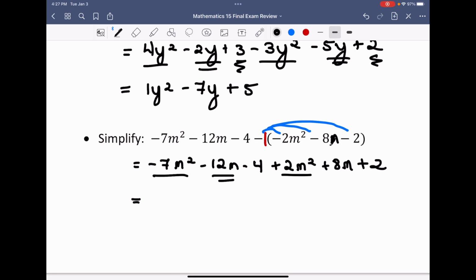Now we can combine like terms, so I'm going to double underline the m's, squiggle my constants, and now when I put this all together here, I'm going to get negative 7, or I should go back here, negative 7m squared plus 2m squared, that's negative 5m squared. Negative 12m plus 8m, the negatives are greater, we have negative 4m. And then finally, negative 4 plus 2, the negatives are greater, so we get a negative 2.